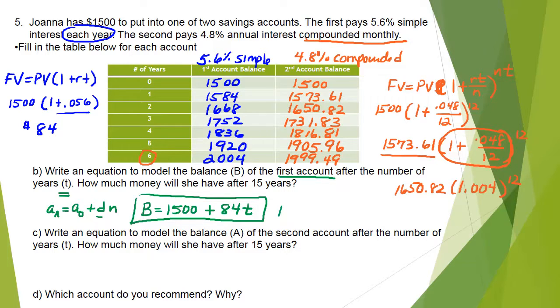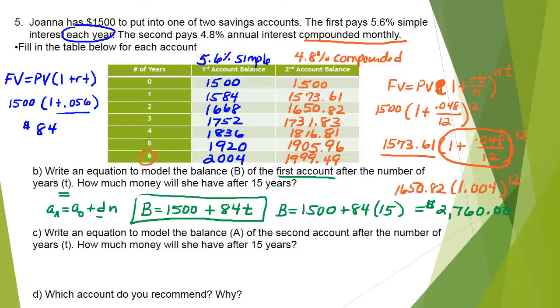To calculate what it would be after 15 years, I would simply insert 15 for the number of years. So after 15 years, she's going to have a balance of $2,760.